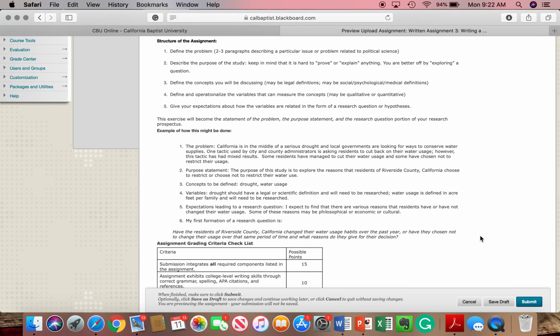The expectations leading to the research: I expect to find that there are various reasons that residents have or have not changed their water usage. Some of the reasons may be philosophical or economical or cultural. And here is our research question. Have the residents of Riverside County, California changed their water usage habit over the past year? Or have they chosen not to change their usage over that same period of time? And what reasons do they give for their decision?